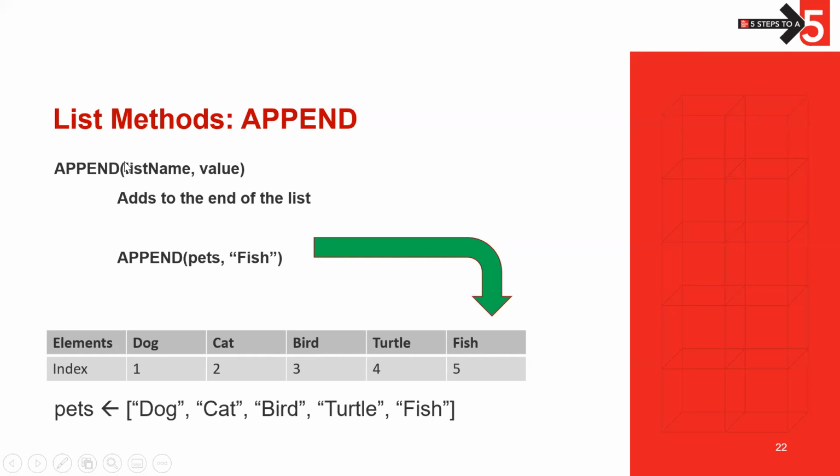All right, append. Again, the format is to give the list name and then what value you want to append. It always puts it at the end of the list. Here, for our example, we append to the list pets the value fish. This is what our list would look like internally with its index. The length of our list has expanded by 1. And here's what our actual list would look like.